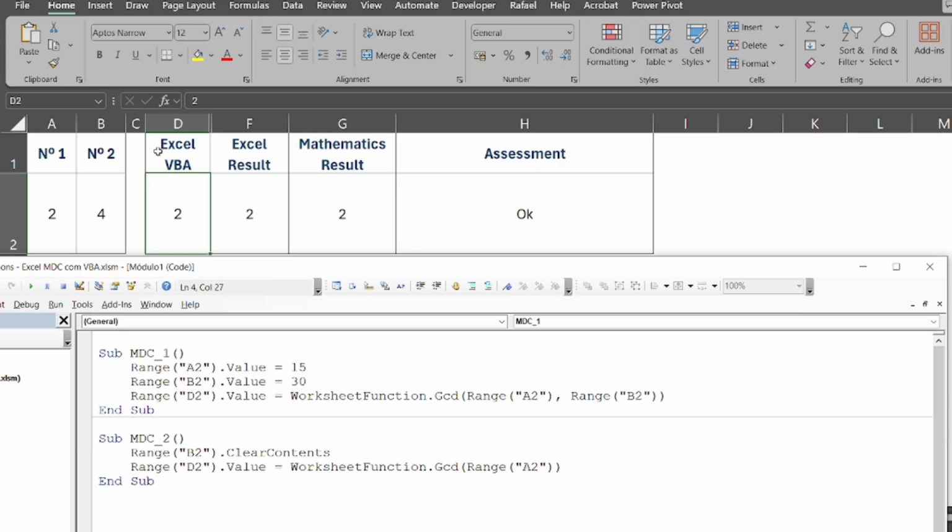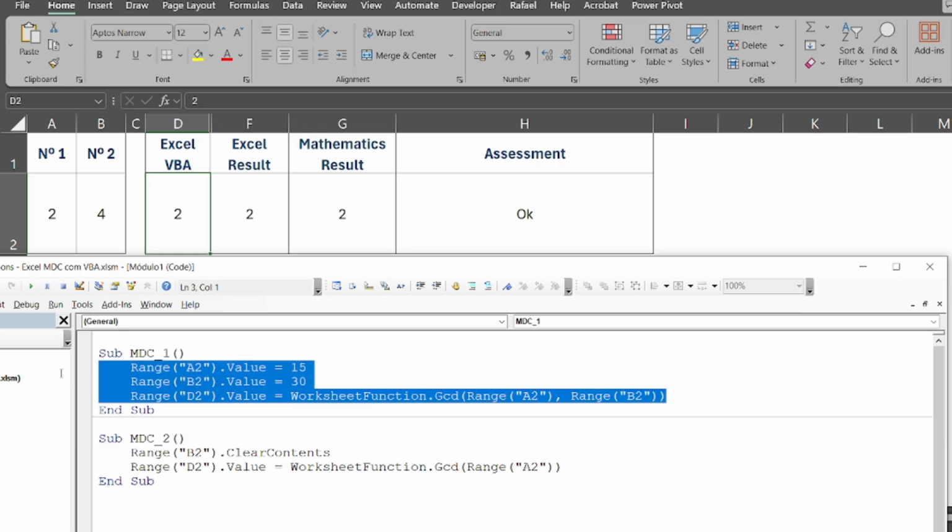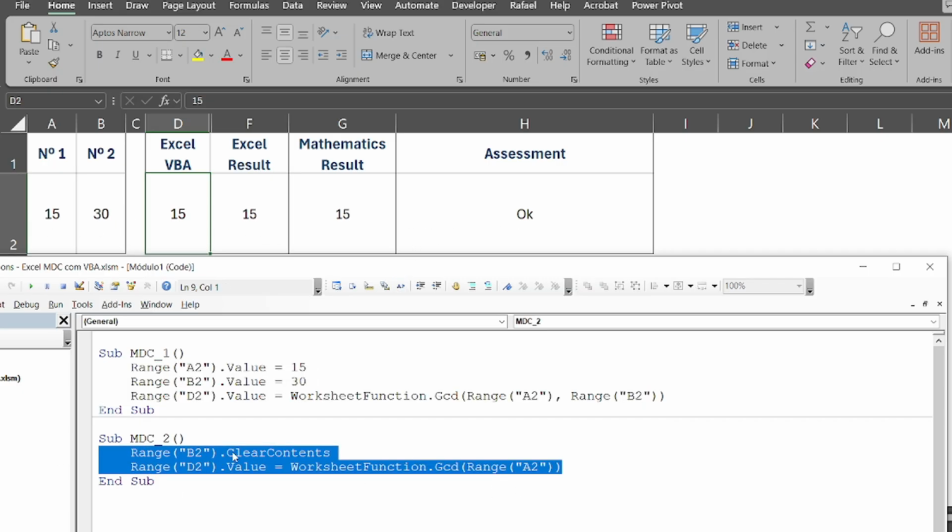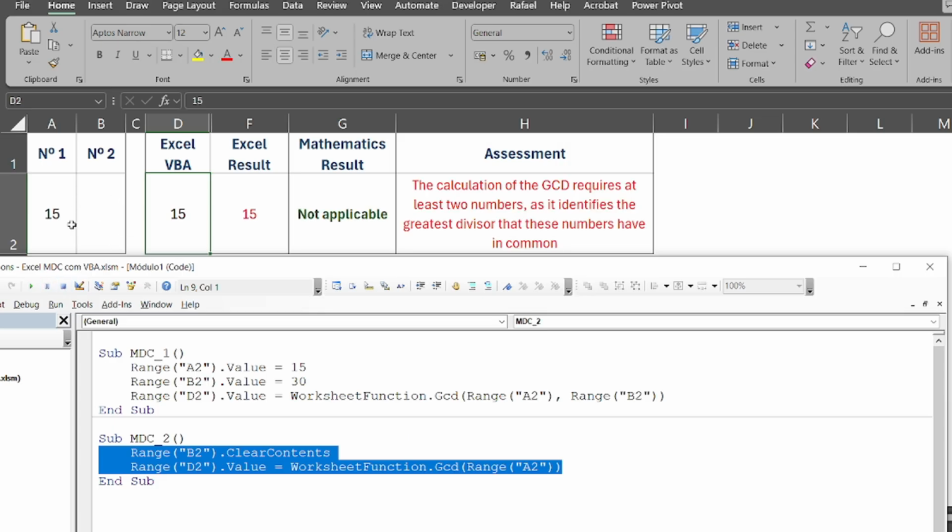In VBA, when calculating the greatest common divisor, GCD, with only one number, the function still returns a result, contradicting the fundamental property of the GCD, which requires at least two values to determine the common divisor.